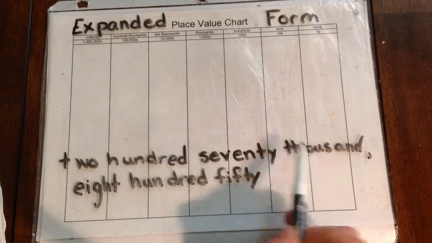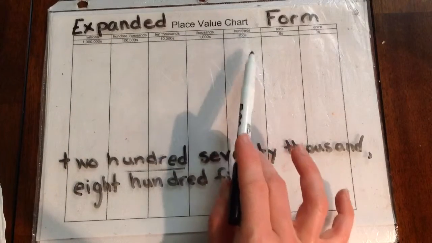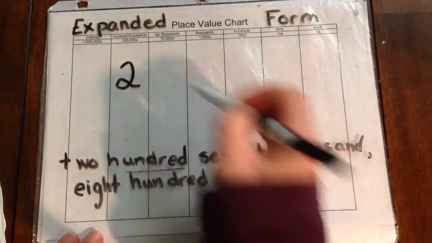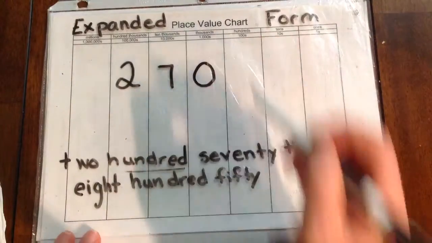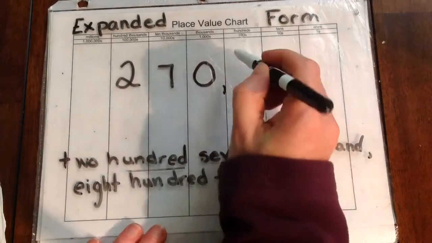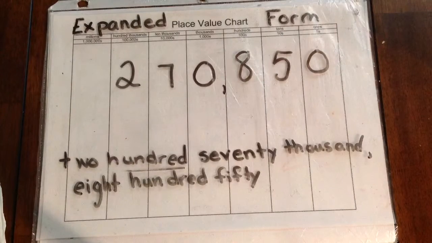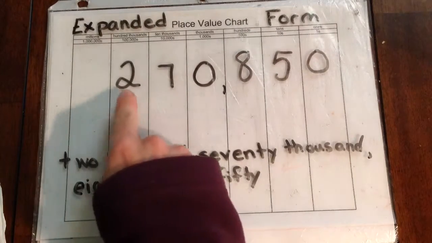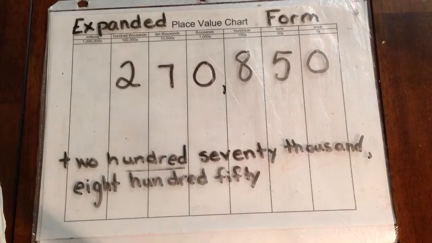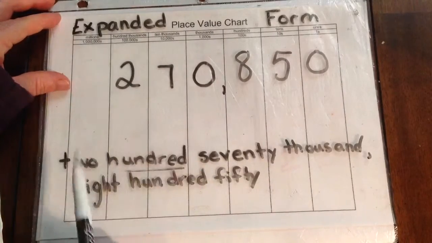270,000. So I know that I have 100 here. So it's either going to be that 100 or that 100. Well, I know my number is way too big to start here, so it must start here. 270,000, comma, 850. 850. That is standard form. So I read this, 270,850. 270,850. All right. Now if we put it in expanded form, my 2 is in the hundred thousands.